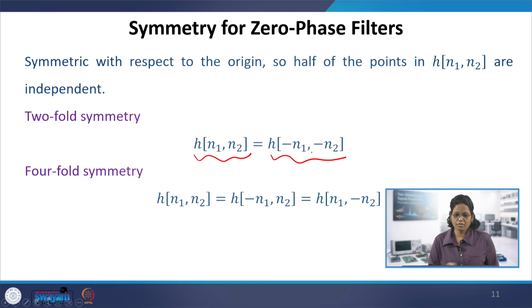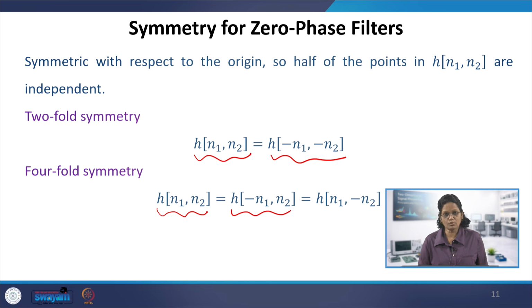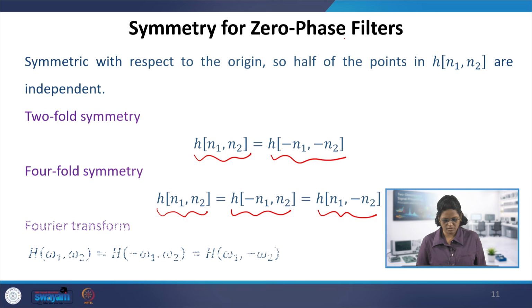There can be further simplification of the estimation of the filter coefficients, and that is for the fourfold symmetry. In that case, h of n1 comma n2 is equal to h of minus n1 comma n2, and also h of n1 comma minus n2. If all these coefficients are equal, then further simplification of the estimation of the coefficients can be achieved, and also the linear phase.